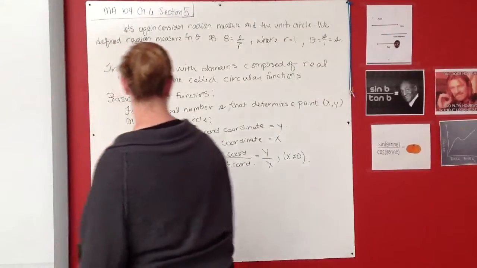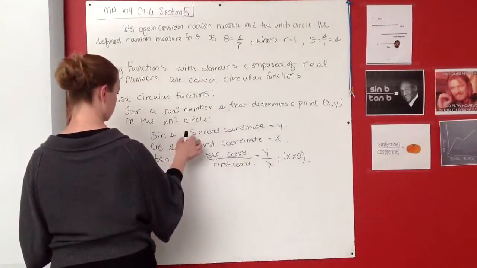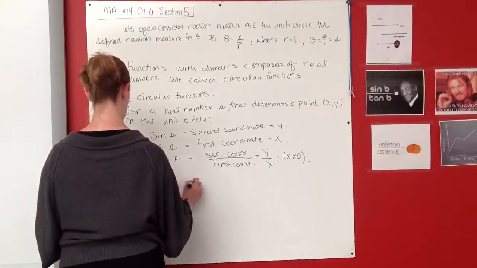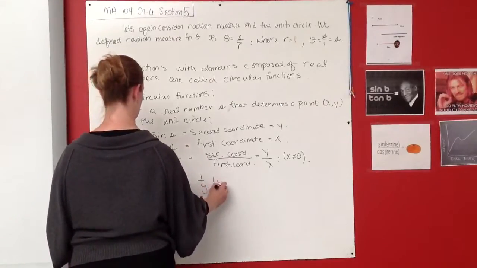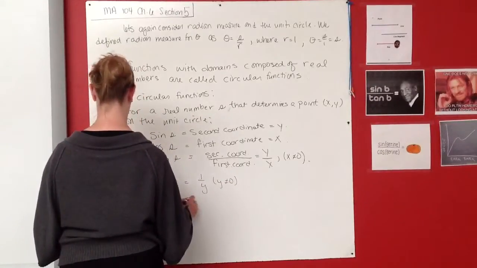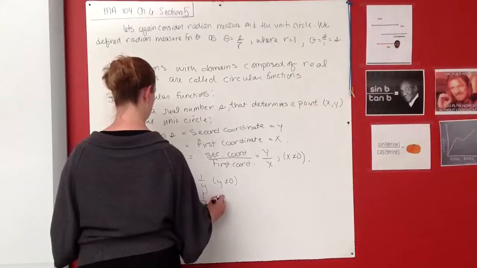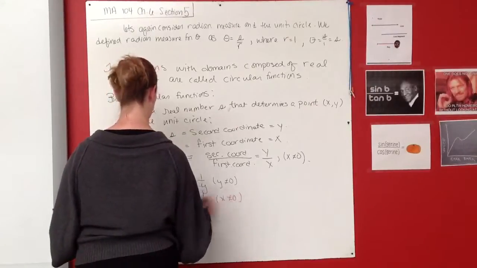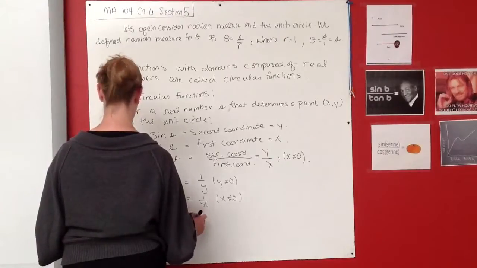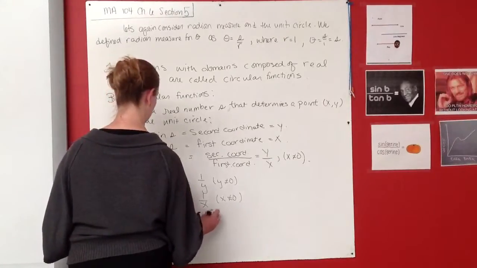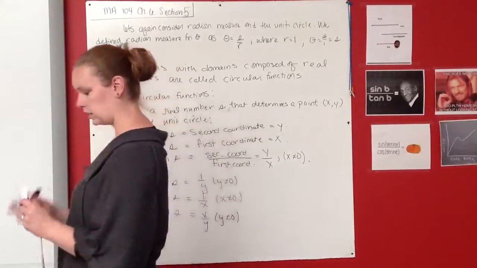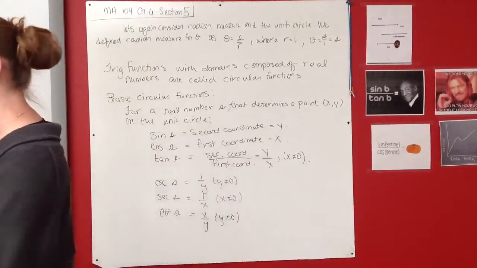Your cosecant of S, then, is the inverse of sine, which is 1 over y, provided that y is not equal to 0. Your secant of S is 1 divided by x, again provided that x does not equal 0. And your cotangent of S is x over y, provided that y is not equal to 0. Now, let me try and explain this in plain English.